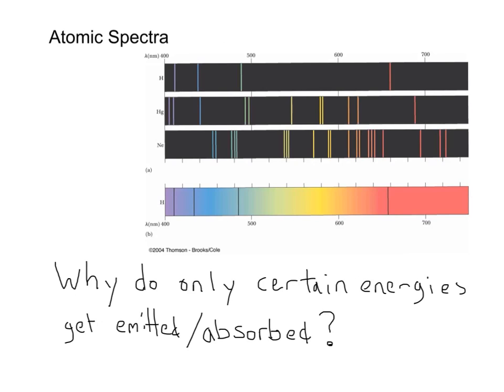And Bohr started by investigating why elements like hydrogen only emit certain emission spectra, or only absorb preferentially certain energies of light. And that was the thinking that got him started on his model for electron behavior.